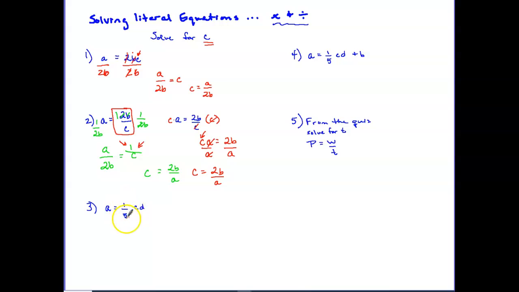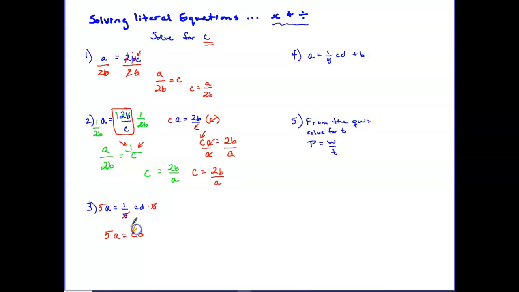I'm going to multiply by the reciprocal. So if I multiply both sides by 5, then the 5 in the denominator cancels with the 5 in the numerator, and I'm left with 5a equals CD. And now, to solve it, I'm going to switch up colors a little bit just to show that I'm doing something different.